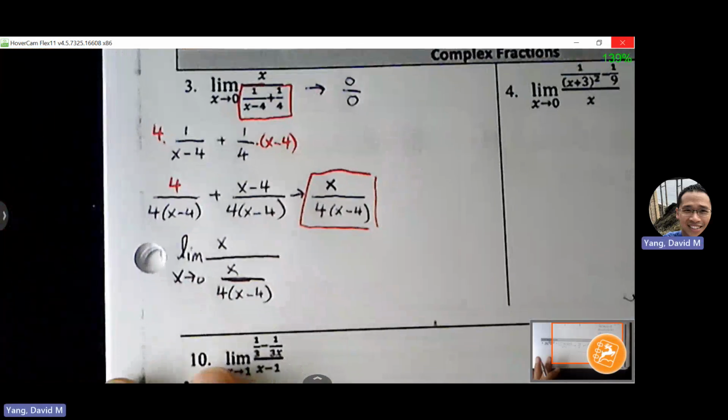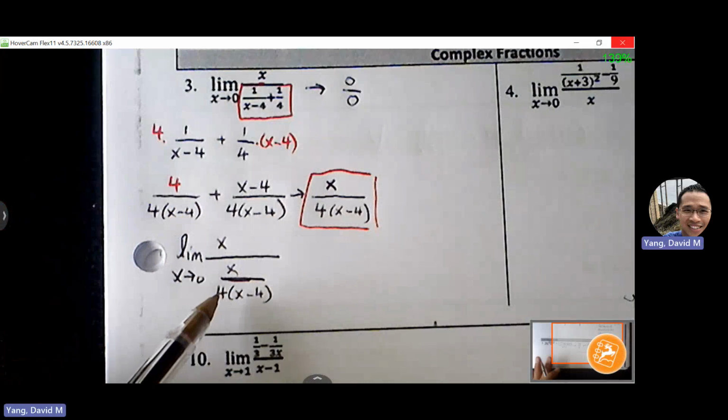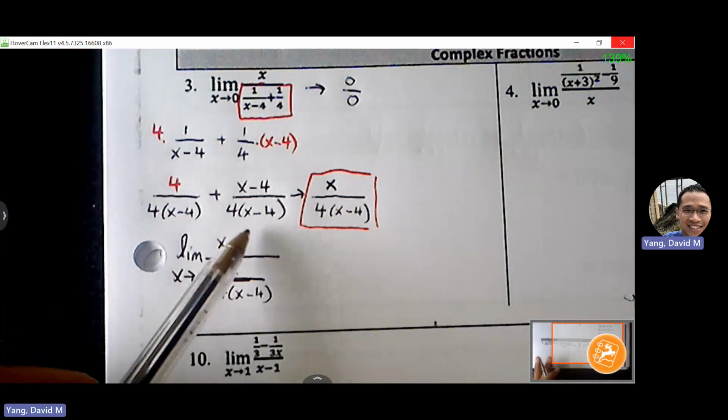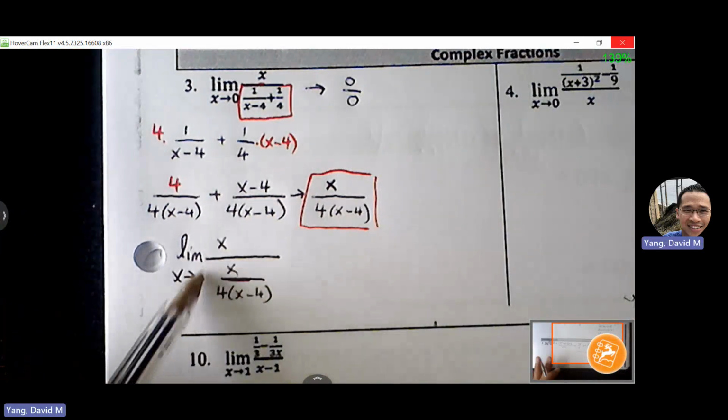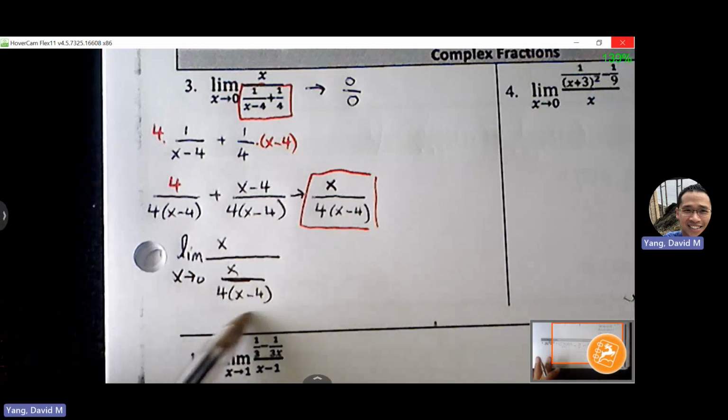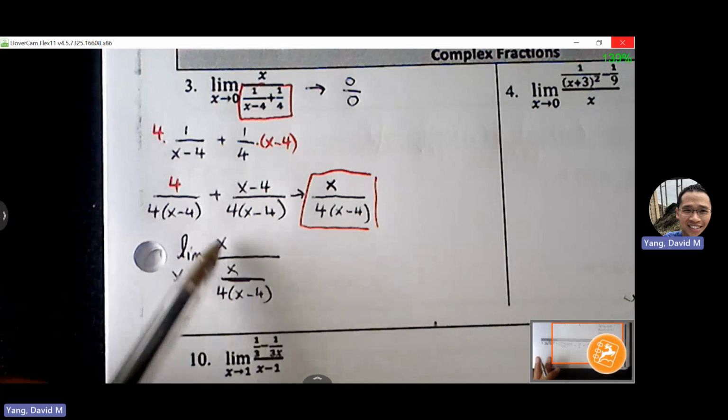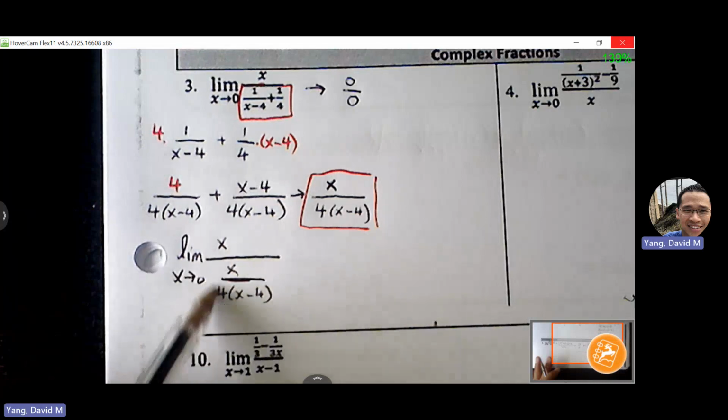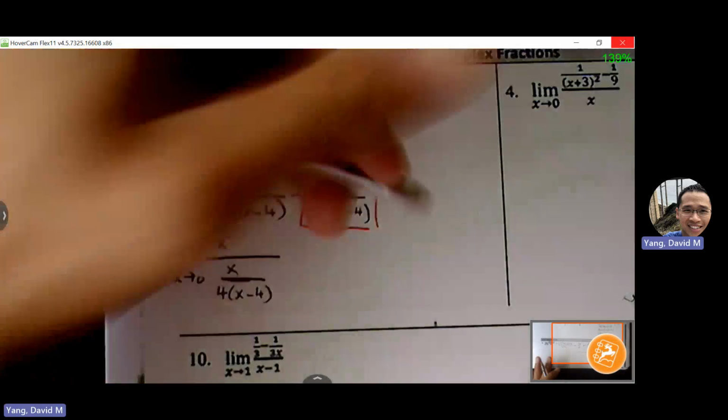Okay, it doesn't look like we made much progress, right? Because we're still dealing with a complex fraction. But the nice thing here, now I have a numerator divided by just one fraction denominator. So now I'm going to try to merge these together. I know that dividing by a fraction is the same thing as multiplying by the what? Reciprocal. So I'm going to bring that up.